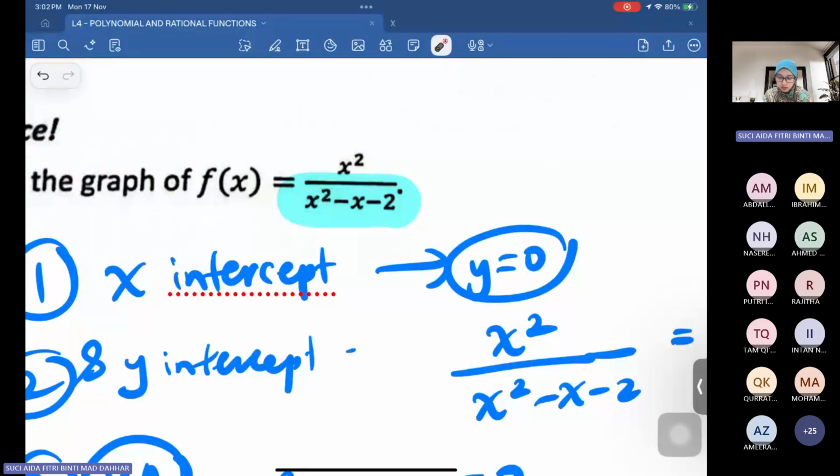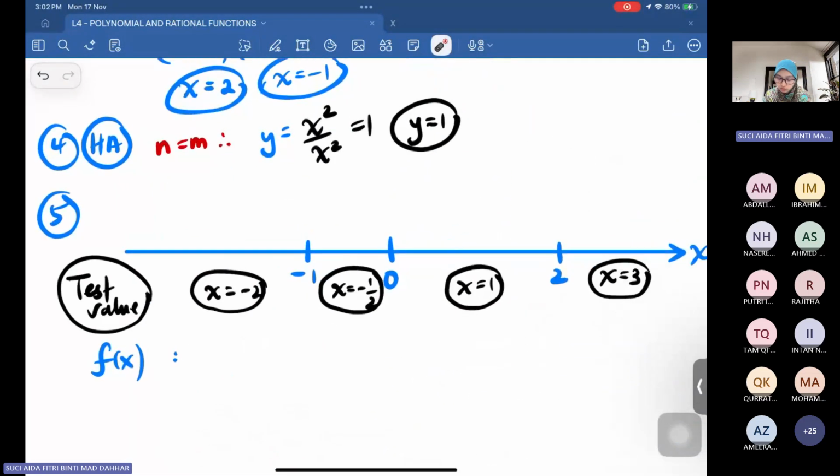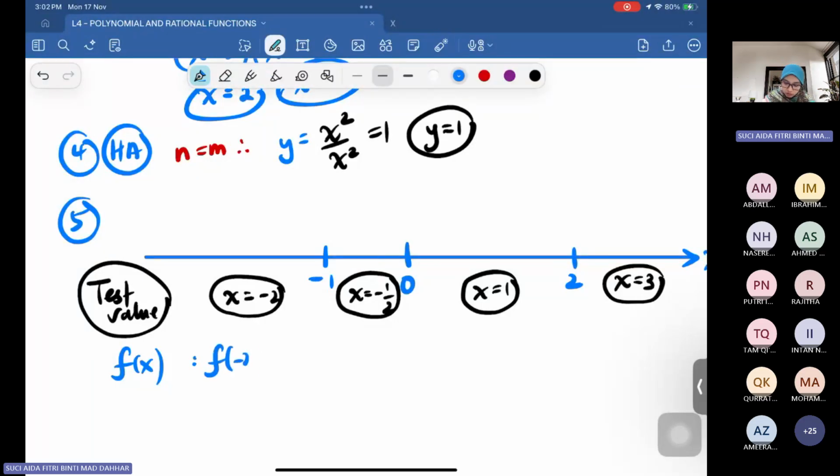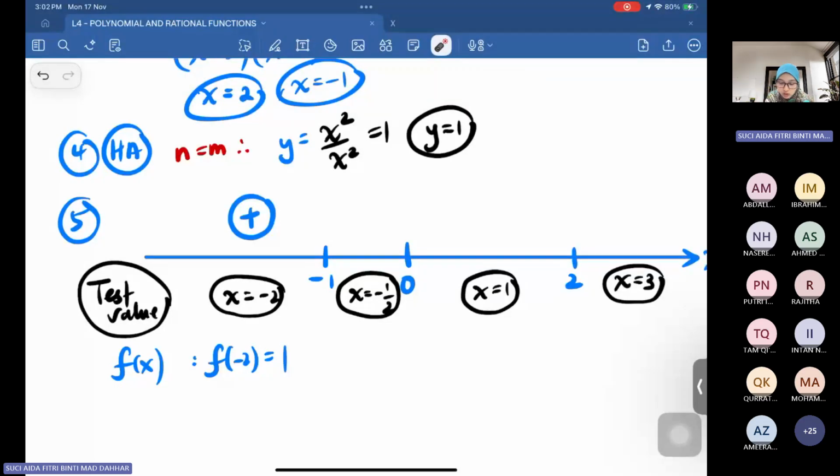Let's do it together. Okay, key in the first test value. My first test value is negative 2. So when you key in negative 2, press equal twice. What is the answer that you get? 1, right? So your f of negative 2 here is equal to 1, which is positive. So just note the sign up here. It is positive. Later when we sketch them, you need to be aware that the curve for x less than negative 1 will be lying above the x-axis because they are all positive values.